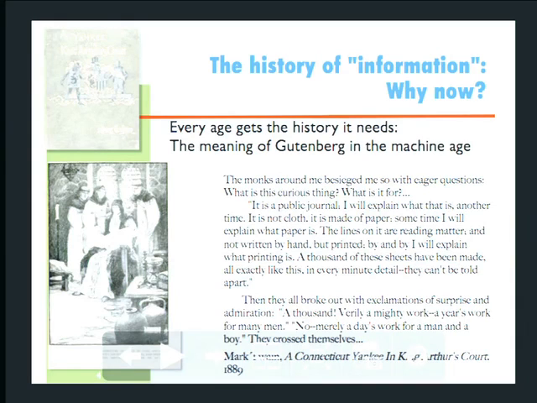He produces it, and he shows it to all these monks. Twain says, the monks around me besieged me with eager questions. What is this curious thing? What is it for? He's called Sir Boss. Sir Boss says, it is a public journal. I will explain what that is another time.